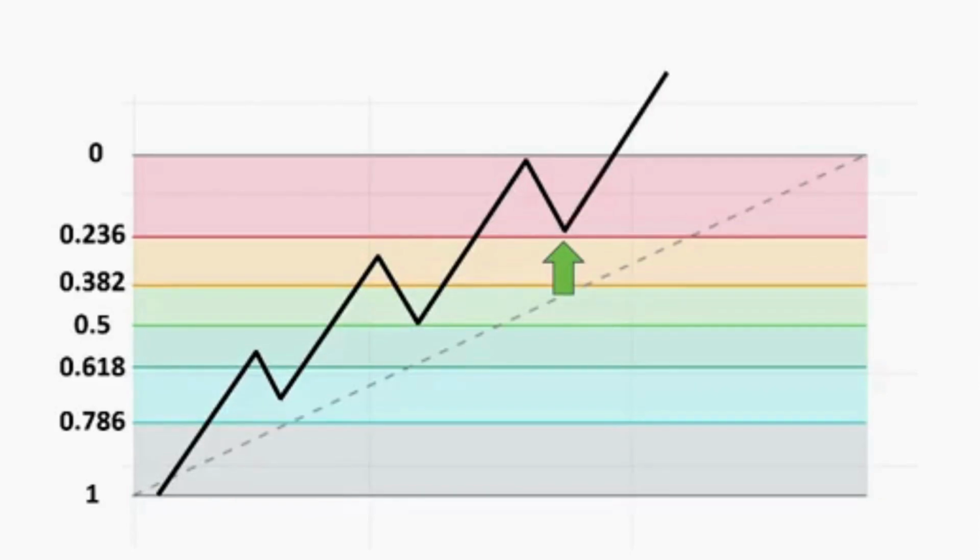But sometimes what can happen is that the price may reject this 0.236 or 0.382 retracement level. And it can maybe take a support at 0.5 or maybe 0.618. So that is where we get a long retracement. Let me show you this on the chart.